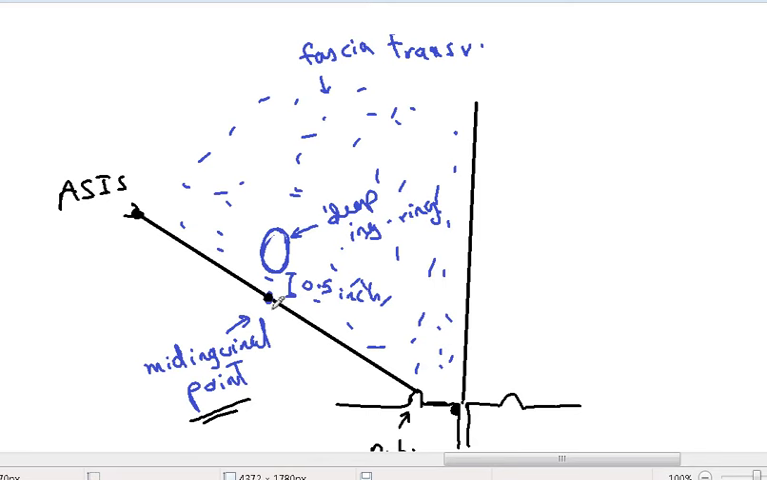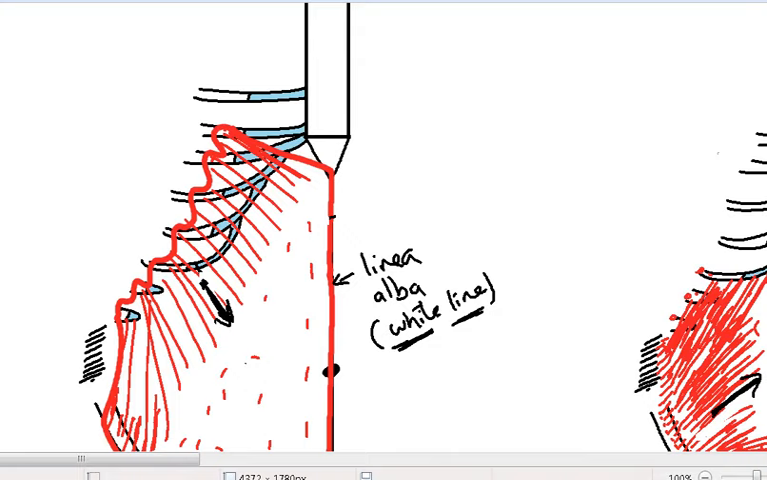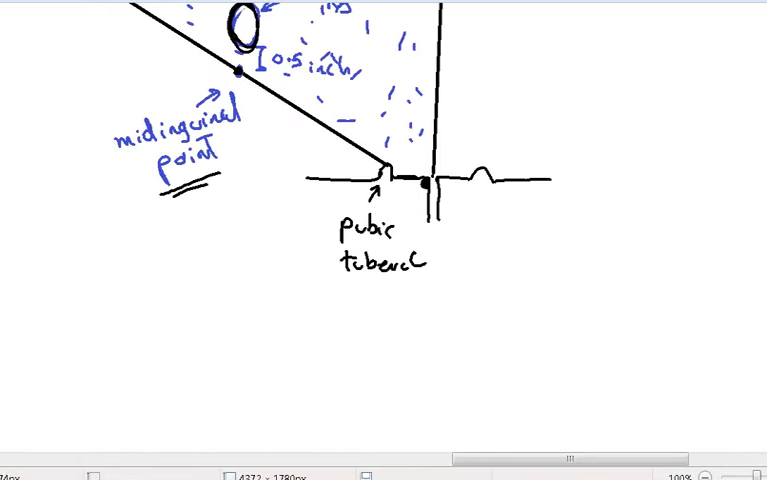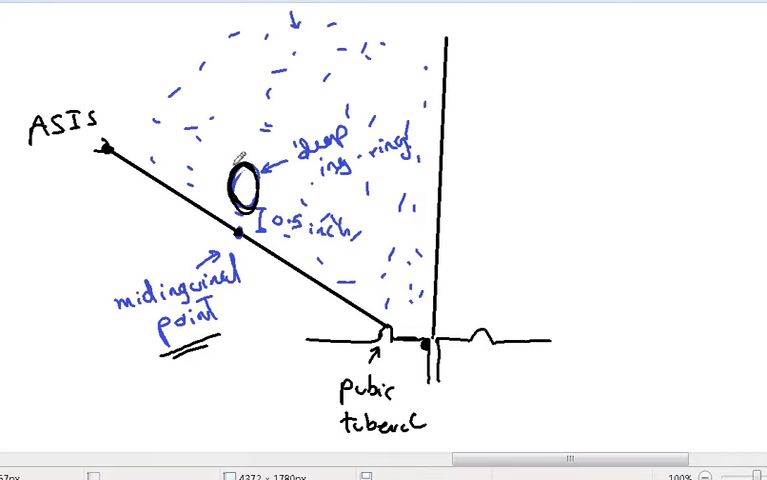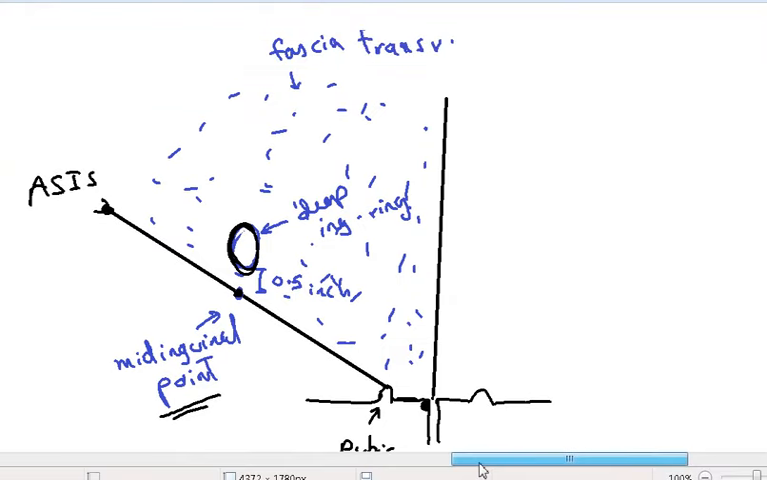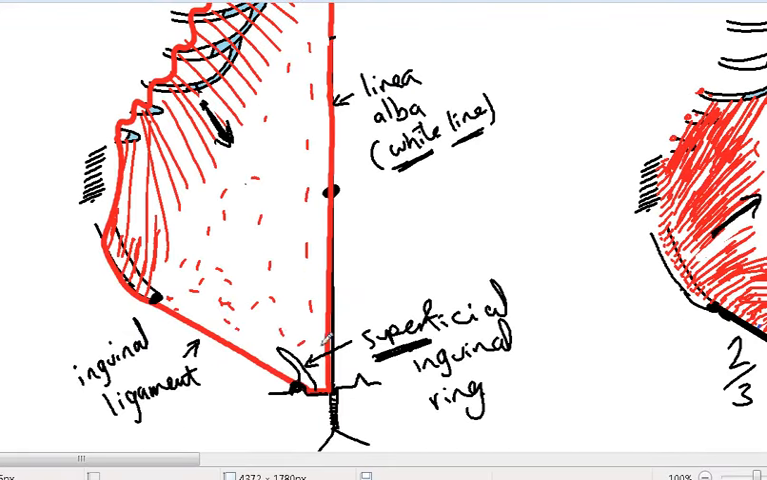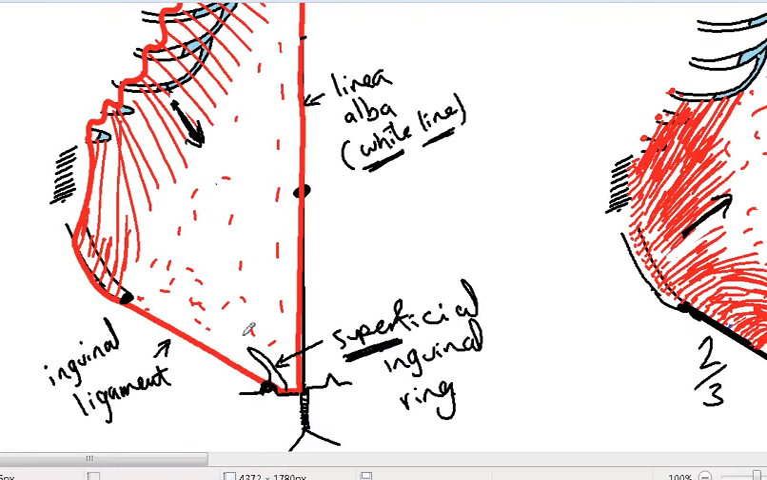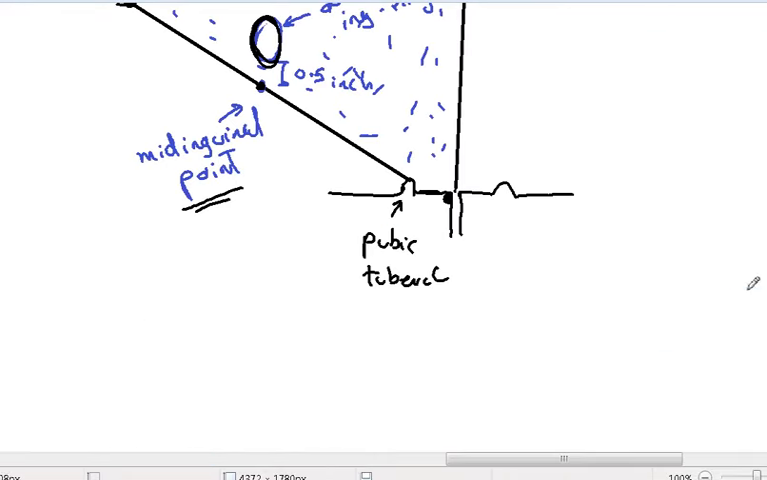Remember, above the mid inguinal point we have a ring here, an opening in the fascia transversalis, half an inch above the mid inguinal point. This is called the deep inguinal ring. So here in the lower medial part of external oblique, we have the superficial inguinal ring. And above the inguinal ligament, we have the deep inguinal ring, an opening in the fascia transversalis. So the deep inguinal ring is in the fascia transversalis, and the superficial inguinal ring is in the external oblique aponeurosis, in its lower medial part.